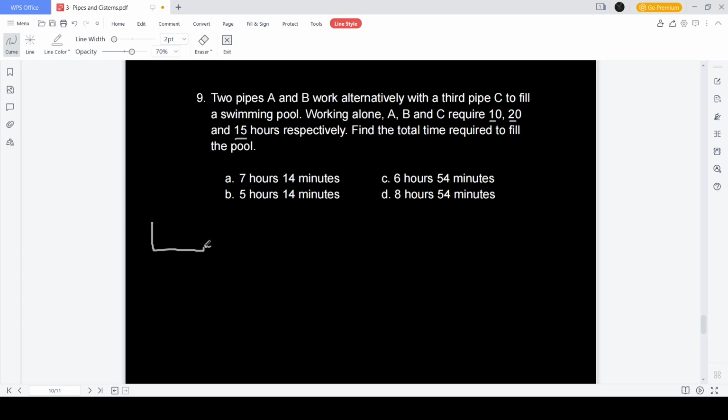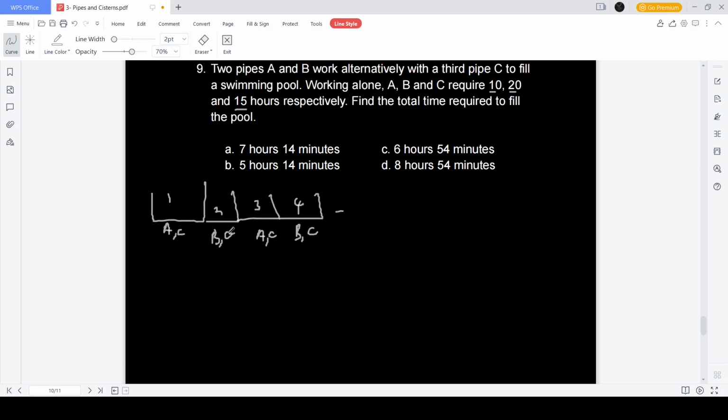We need to know that in the first hour A and C work together. Second hour, B and C work together. Third hour, A and C work together. Fourth hour, B and C work together, and so on. Let's not fill it now, we'll see how we need to do it.